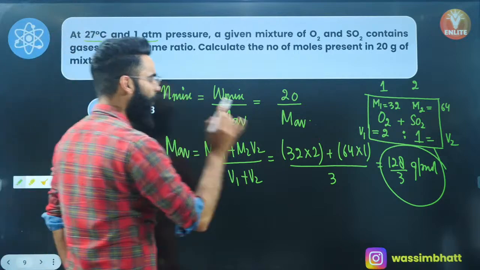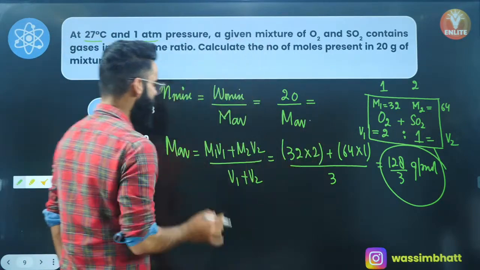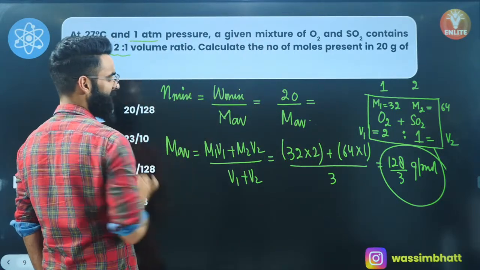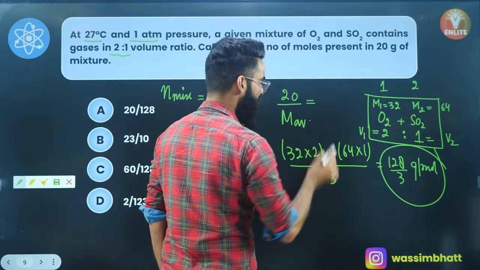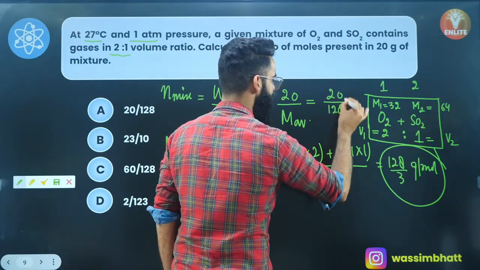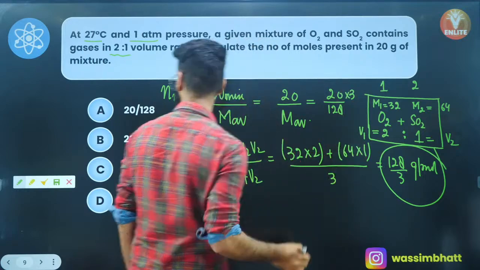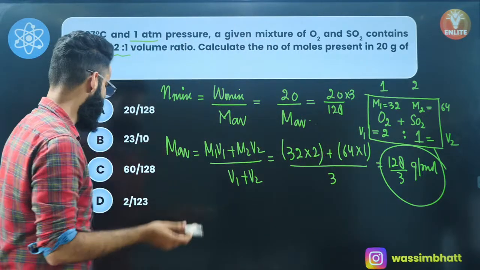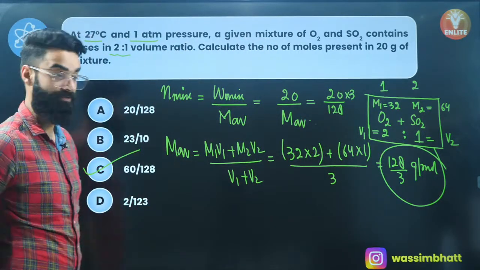Now if you got the average molar mass of the gaseous mixture, you can calculate the total moles present in the mixture, which is equal to mass of the mixture divided by molar mass of the mixture, which is 20 divided by 128 by 3. The 3 comes up, so 60 divided by 128 is going to be the correct answer of this particular question.